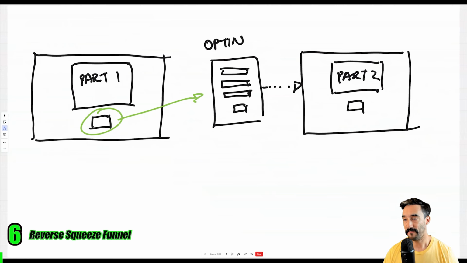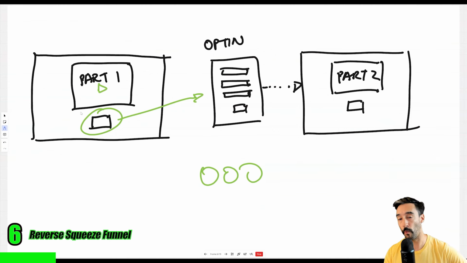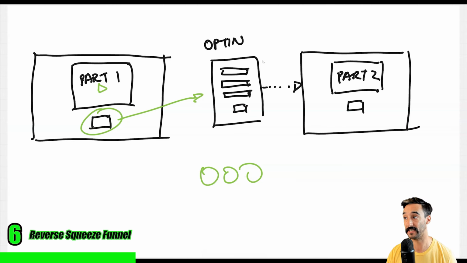A reverse squeeze funnel is essentially your regular opt-in funnel. However, instead of just telling people what it is, you actually give them a video with part one of the lead magnet or training up front. And you're essentially setting up that they will need to opt in to get part two.